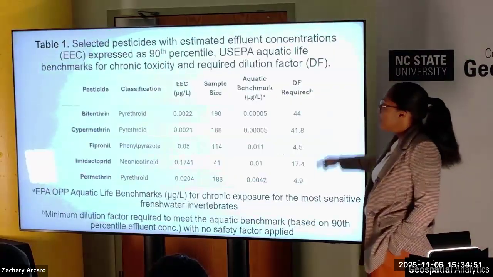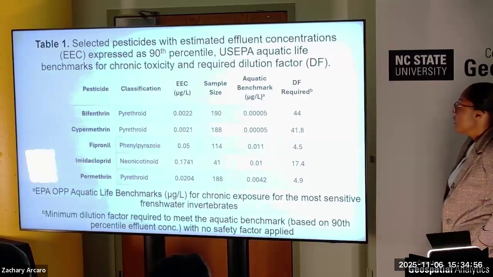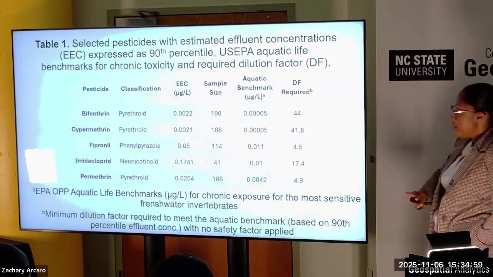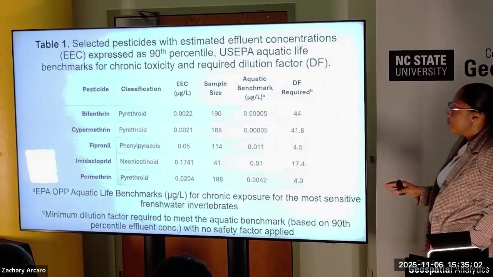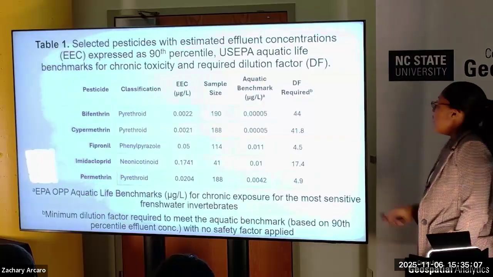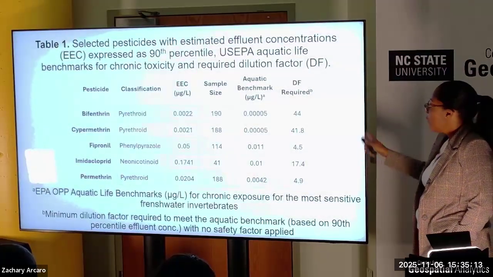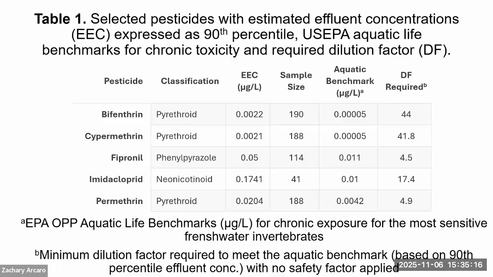This is largely based on data that was provided by our partners at CDPR. They have been measuring pesticides in wastewater treatment plant effluents across California. Based on their occurrence data, we're able to calculate the dilution factor that's required for each compound. The compounds that we chose, bifenthrin, cypermethrin, fipronil, imidacloprid, and permethrin, are ones that occurred more commonly in their occurrence data.